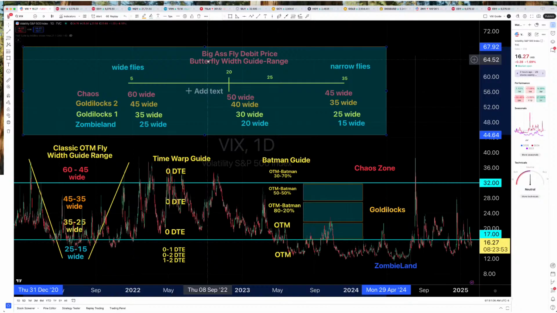And then we'll look at taking the big ass fly if the conditions are correct. That's one of our edge case trades, by the way. And if it is below 25, then we look to take that trade.